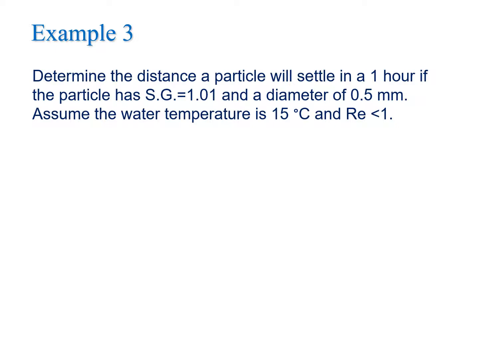Example 3. Determine the distance a particle will settle in an hour if the particle has a specific gravity of 1.01 and the diameter of the particle is 0.5 millimeter. Assume the water temperature is 15 degrees Celsius and Reynolds number is less than 1. So A is 0.11, B 1.1, C 0.43, and D 4.3. So please pause the video here and try to solve it, and then play the next slide to see what is the answer.